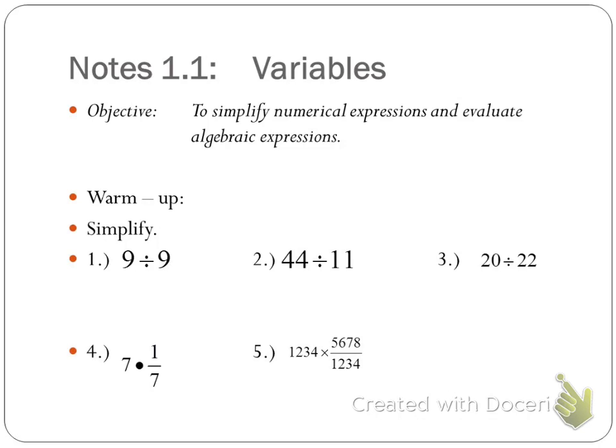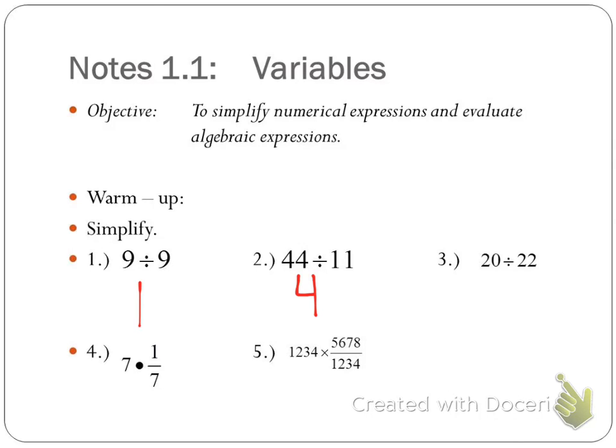Let's do these warm-up problems. I'm hoping these ones aren't too awful, at least the first couple. Number 1, 9 divided by 9. 1. Very good. Any number divided by itself equals 1. 44 divided by 11. 4. Good job. We're on a roll.